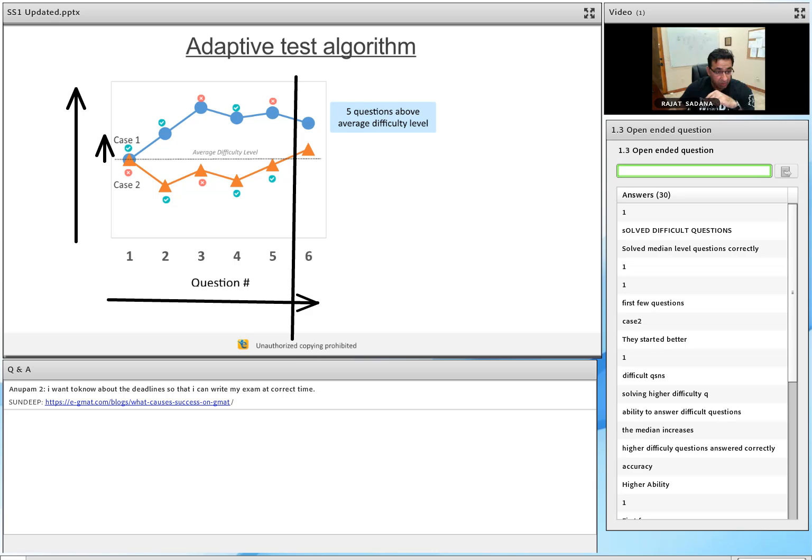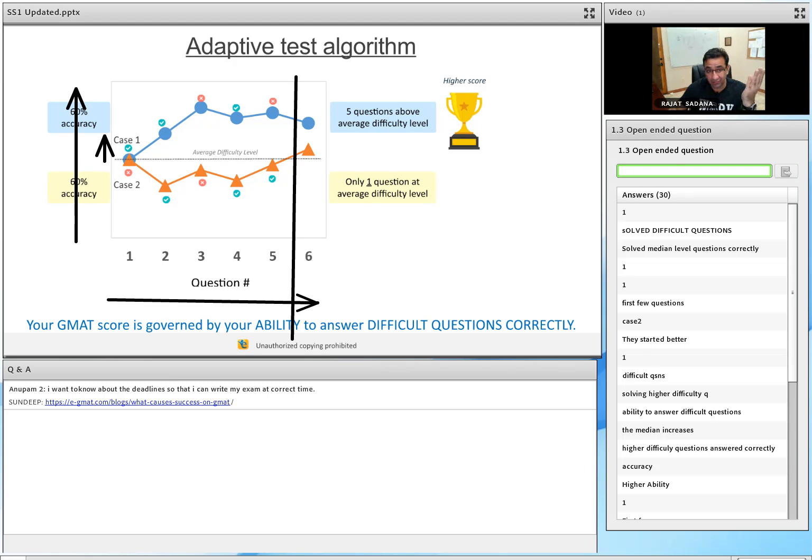Okay. Both of them actually had identical accuracy. Both of them solved 3 out of 5 questions correct. Their accuracy was 60%, but their abilities were very different. Why? Because the weighted score was a lot different. So a difficult question, for example, has 3 times as many points as an easy question. Okay. So what is ability? Ability is an indication that you can solve difficult questions correctly.